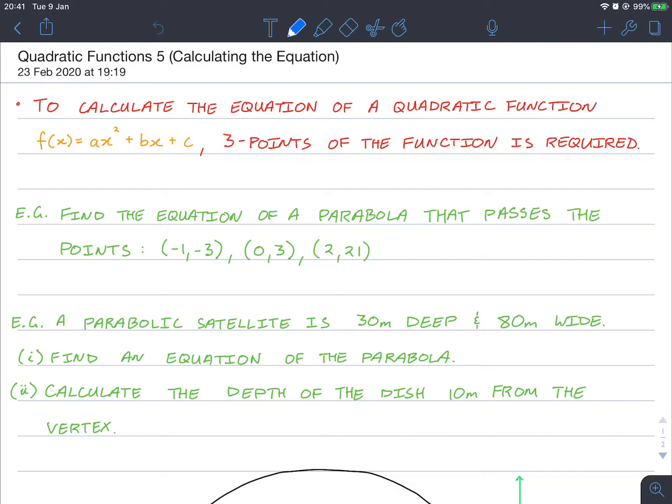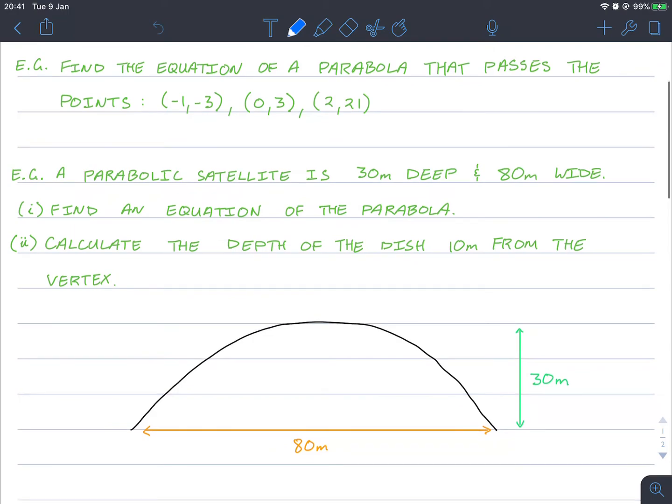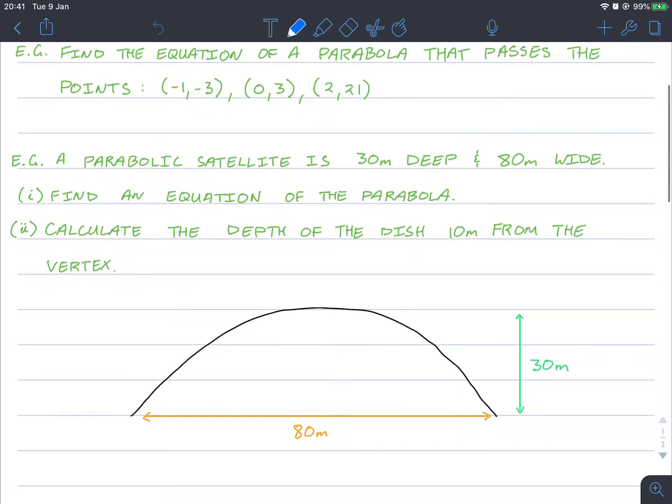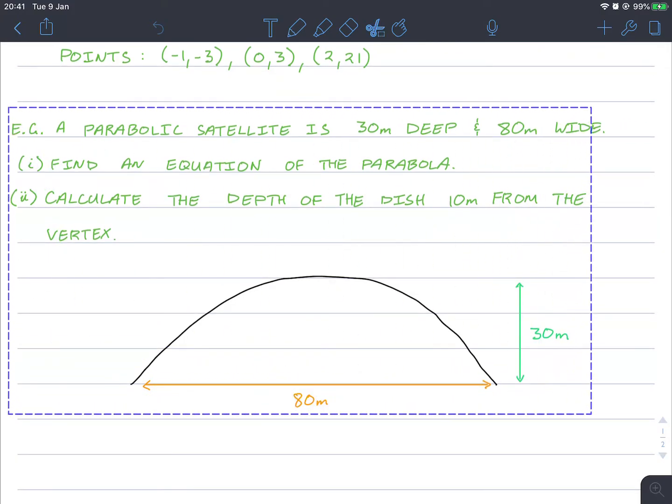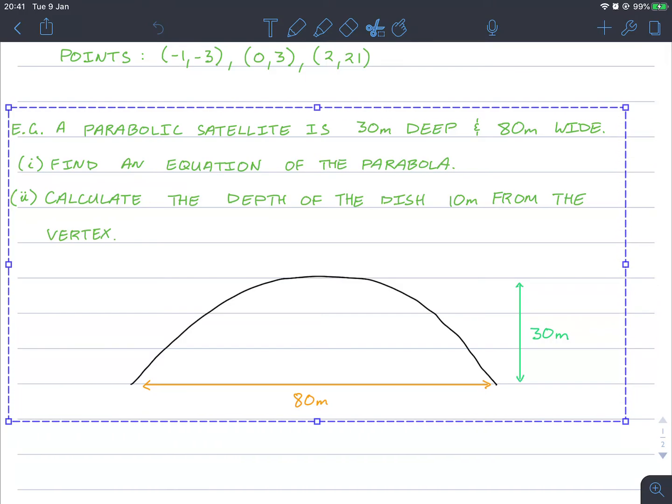In this video we'll be looking at calculating the equation of a quadratic function. To calculate the equation of a quadratic function, f of x equals ax squared plus bx plus c, 3 points of the function are required. So here we have two examples. One is very straightforward and the second one is slightly more abstract and applied in a slightly real-world scenario.